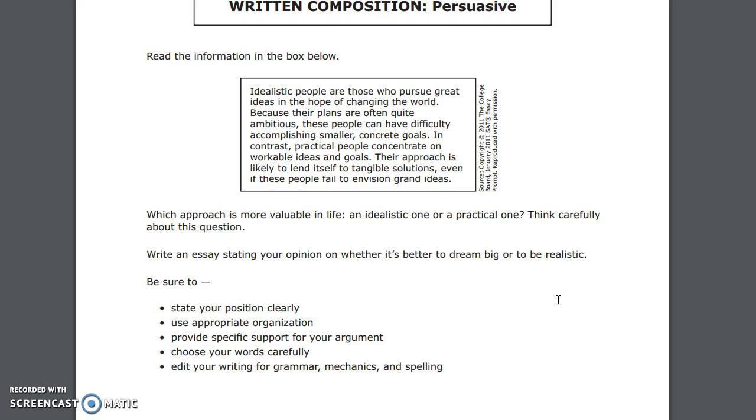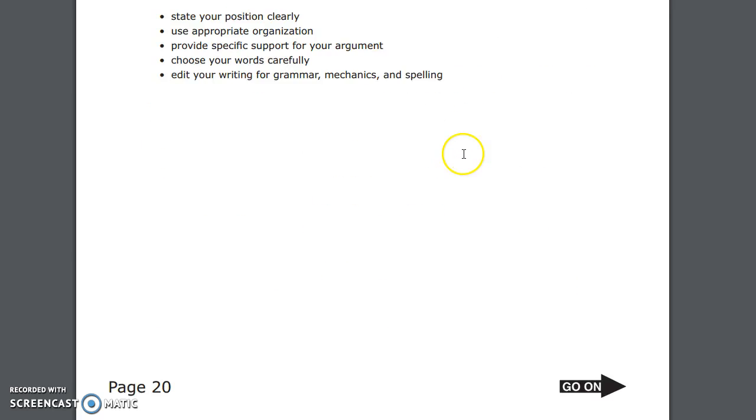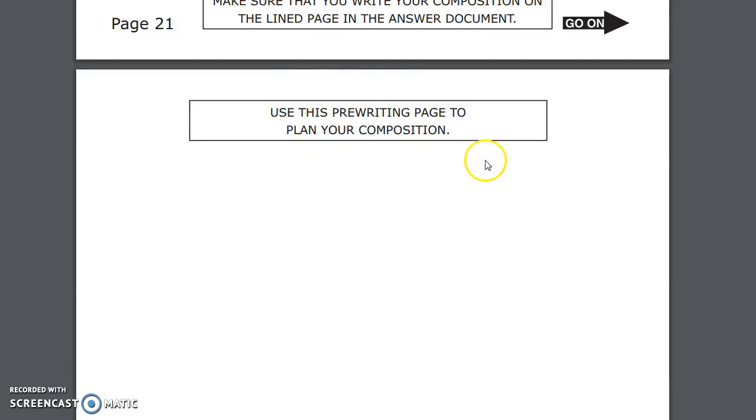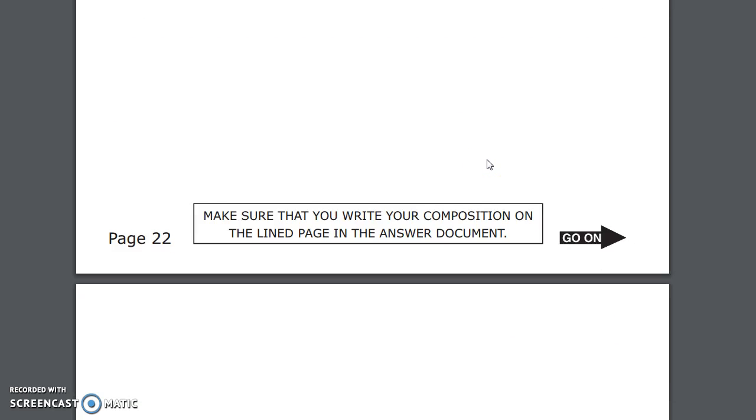So the next step, after I've analyzed the prompt, is to start doing some planning. I'm not going to write anything on my lined paper yet. Right now, I'm just going to brainstorm some ideas and spend some time planning and pre-writing. So where are you going to do that? Well, if you keep going in your test booklet, you're going to have blank pages that look like this. Use this pre-writing page to plan your composition. This is your room, right here, to plan your composition.